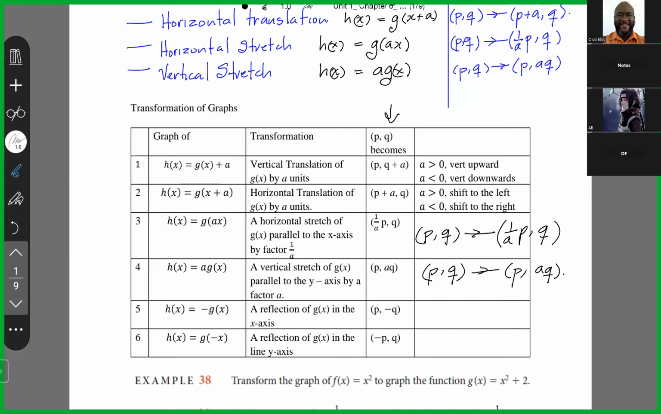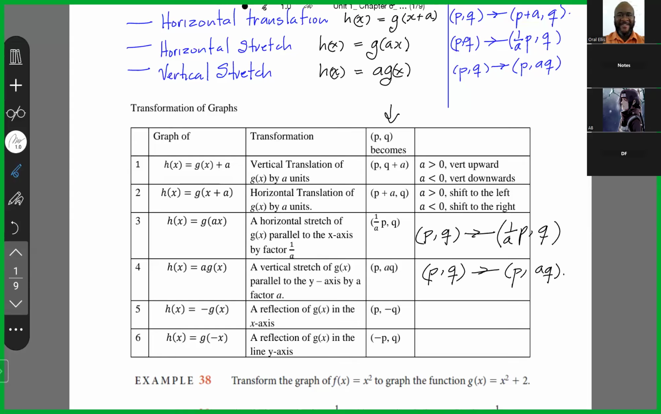What else about it? So remember, if you remember from CSEC, in a transformation, the point before the transformation is called the object, and the point after the transformation is called the image. So in all of our examples that we're looking at, P, Q is a point on the object. And what it becomes, 1 over a P, Q, or P, comma, aQ, is a point on the image.